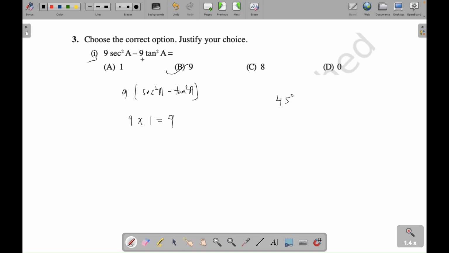So the right hand side becomes 9. Left hand side, what is the value of cos 45? Cos 45 is 1 upon root 2. So sec 45 will be equal to root 2. So sec square 45 is 2. If you multiply this with 2, you'll get 18. And 18 minus 9 gives you 9. So 9 becomes the answer.